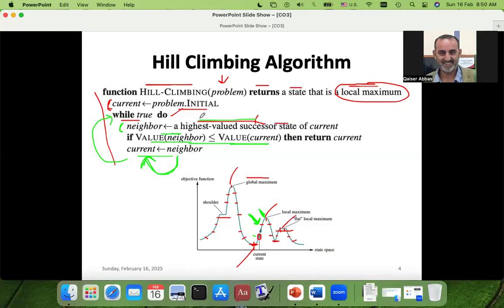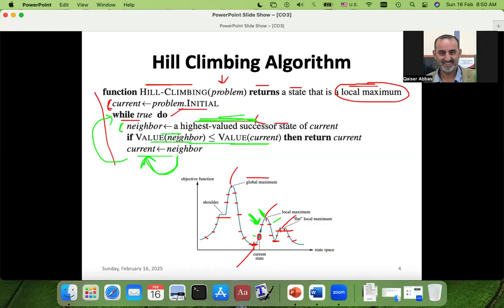And then take the highest value successor. We don't have that higher value successor, because here it is lesser. We already considered it is also lesser. We don't have any value. So then what? Here you will not have any neighbor.